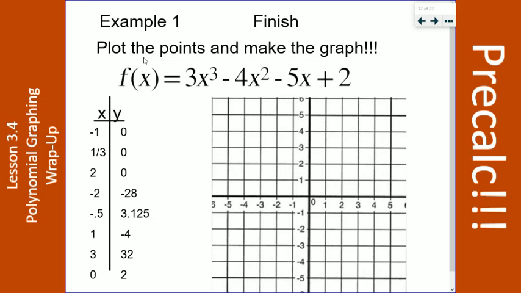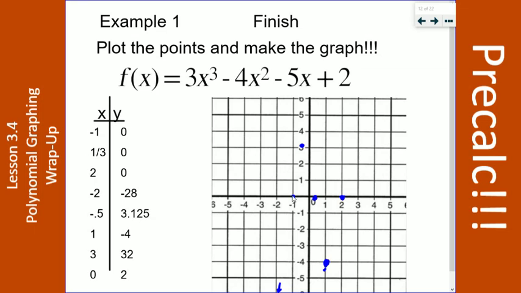So we have -1, 0. We have this point right here. Then we have 1/3, 0, which is about that right there. And then 2, 0, we have that point. -2, 28, so that's going to be way up here. Or excuse me, -2, -28, which is going to be way, way down here. There we go. Then we have -0.5, 3.125, so just a little bit above 3. Good. And then 1 goes to -4.